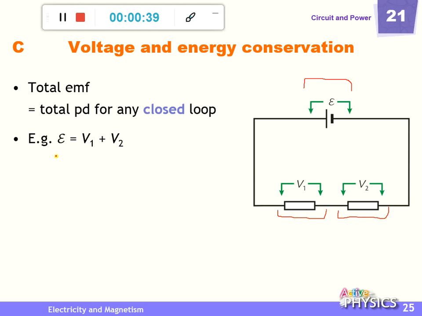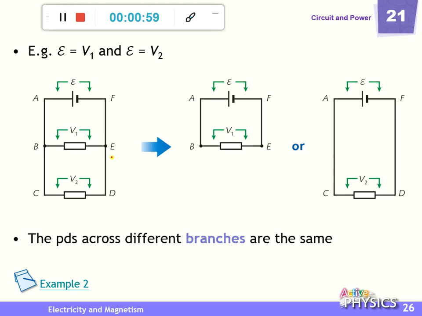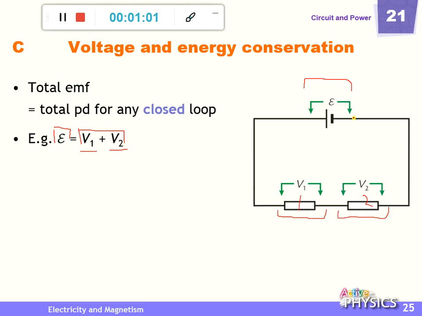Okay, now look at this example. Epsilon should be V1 plus V2. V1 means the potential drop across item 1, and V2 means the potential drop across item 2. The total PD drop should be the EMF of the battery. Okay, now try to look at this.